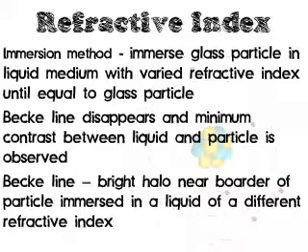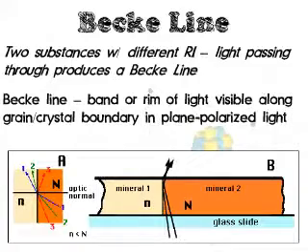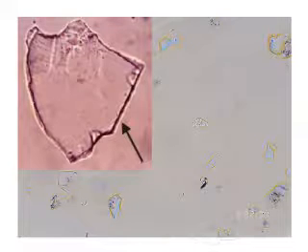Backline is the bright halo near the border of the particle immersed in a liquid of a different refractive index. Light passing through two substances with different refractive index produces a backline. Backline is a band or rim of light visible along a grain or crystal boundary in plane polarized light. In this image, the arrow points to the backlines.